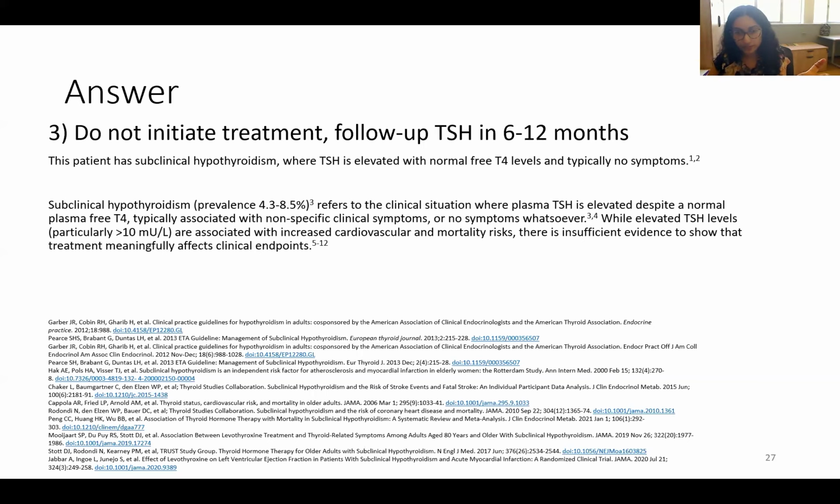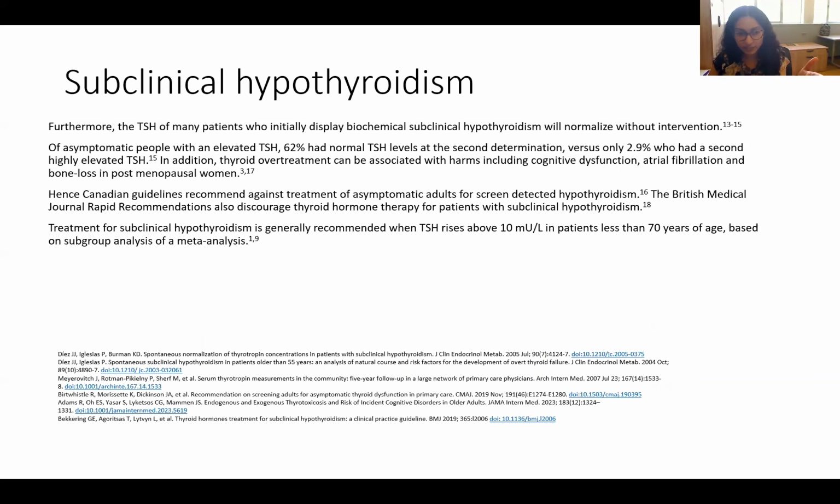But in this gentleman whose TSH is less than 10, he has no symptoms, he doesn't really have any indications for treatment. And many of the TSHs of these patients that are high will normalize as I follow them up without any intervention. So it's really important to remember that thyroid overtreatment also has harms, including cognitive dysfunction, atrial fibrillation, and bone loss in postmenopausal women.